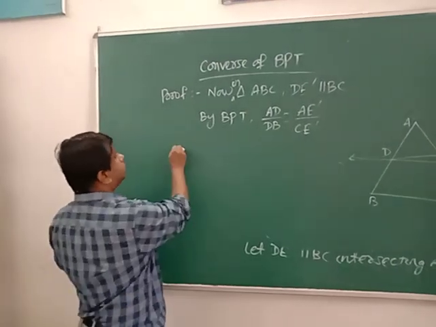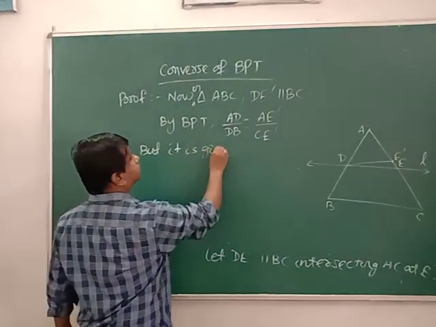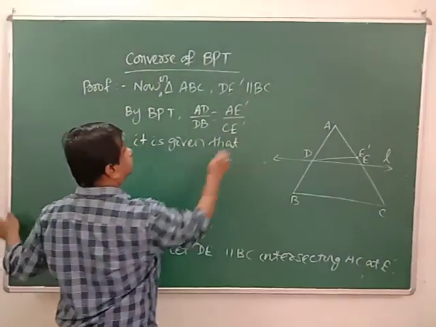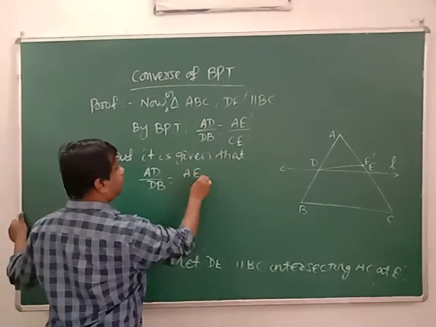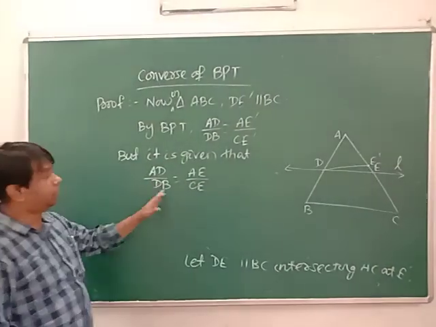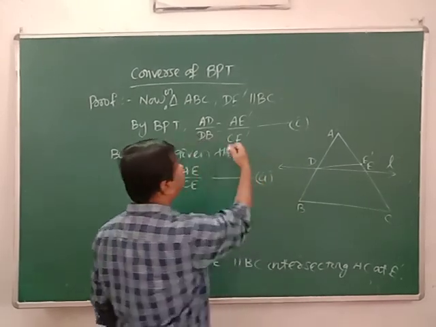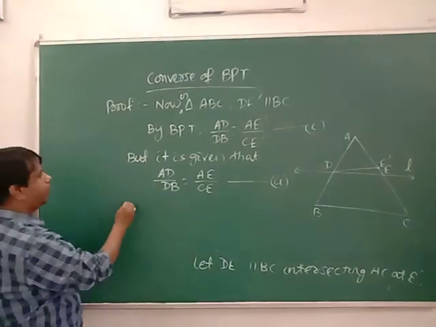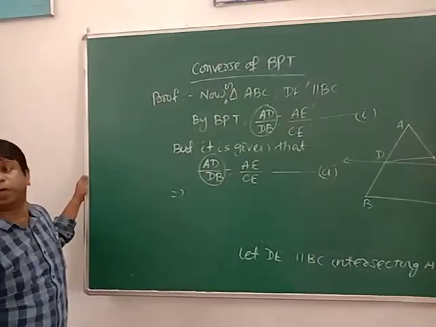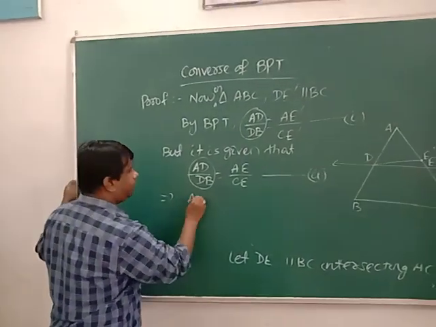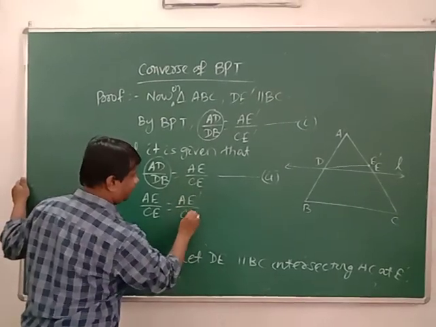But what is given to you? It is given that AD upon DB is equal to AE upon EC. Let it be equation 1 and equation 2. So what can you conclude from these two? From 1 and 2, both the left hand sides are equal, so right hand sides will also be equal. So AE upon EC is equal to AE dash upon E dash C.